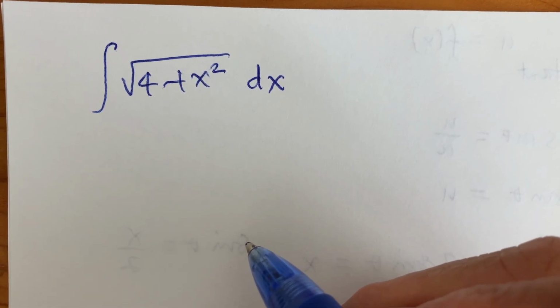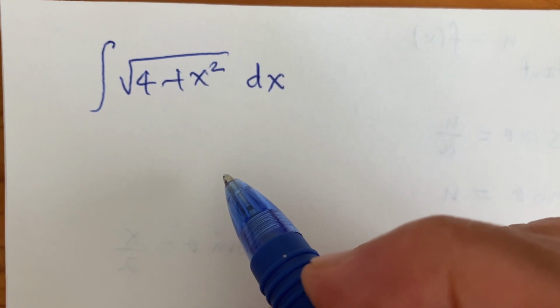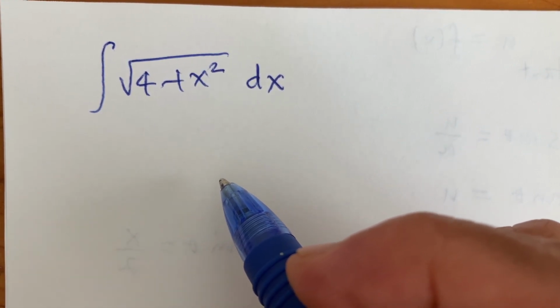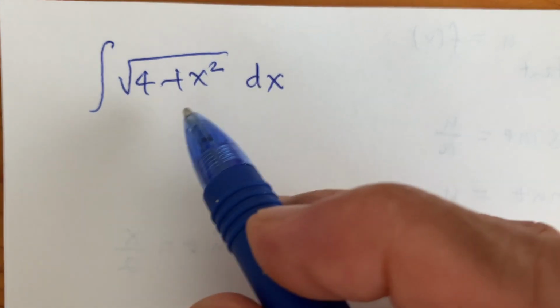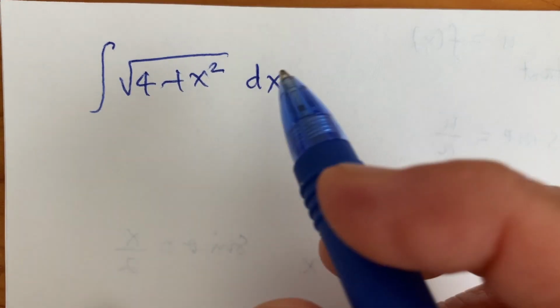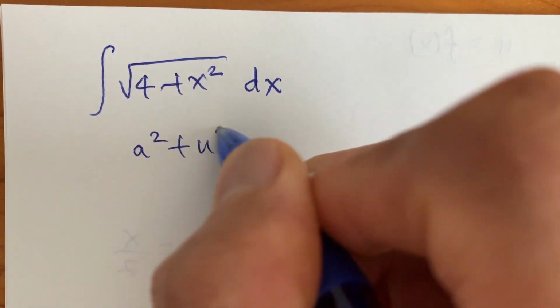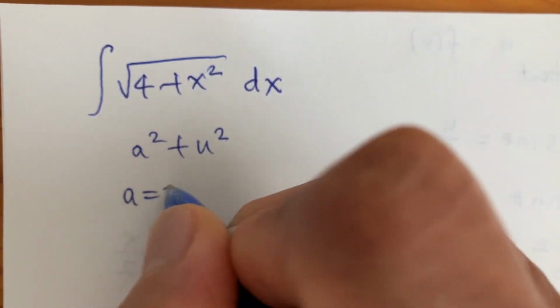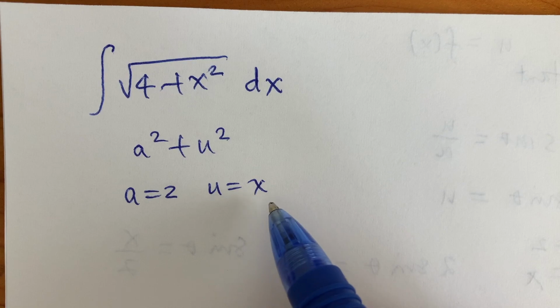Okay, the problem earlier was the integral of the square root of 4 minus x squared, where we use sine. This time our integral is the square root of 4 plus x squared. So I'm going to use tangent here, and this is what we need to know. So that is your form a squared plus u squared. So a is 2 and u is x. It's a linear function x, okay?